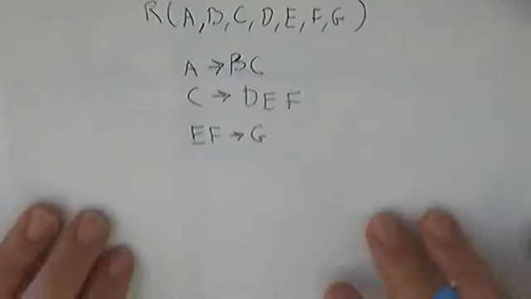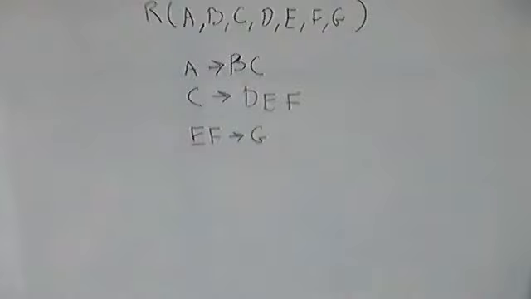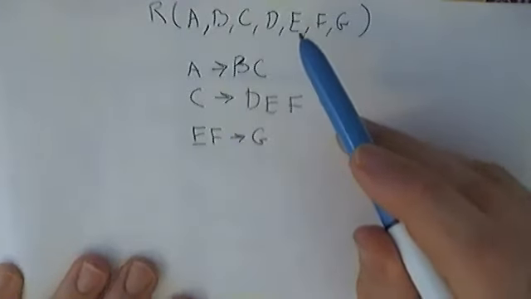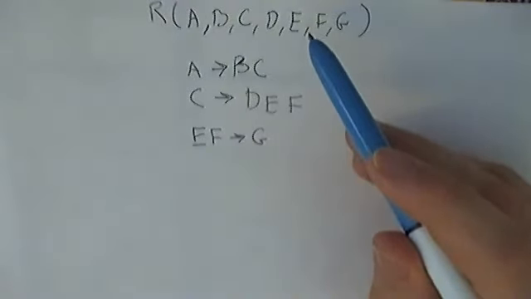Okay, so this is just the abstract version of the problem we're doing, because this will be a little easier to handle. So I'm going to show you the decomposition algorithm to take this universal relation and do the decomposition into BCNF. That's what we're going to do here.